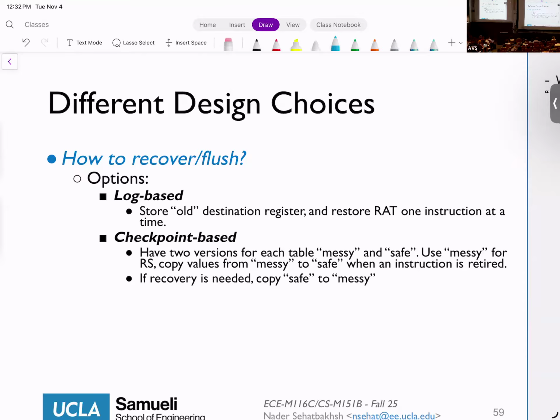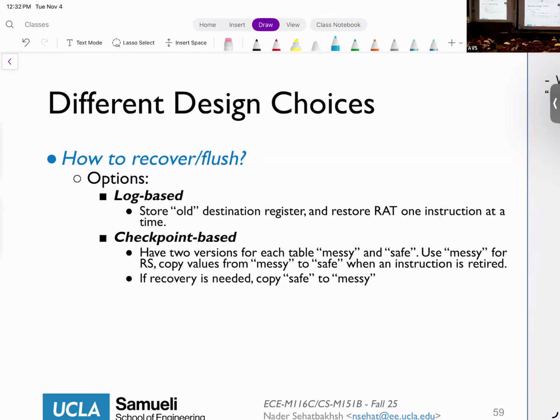Then when I see that I need to flush, all I need to do is copy that back into my table. So it's very quick in terms of recovery, because you have a copy of everything and you know at this point I need to recover. All you do is a quick copy. Versus the log-based approach, where you need to go through the logs, check one by one whether each log is relevant or not, and copy it back.